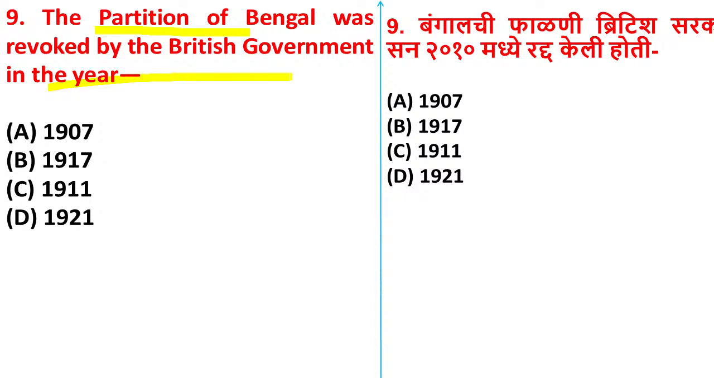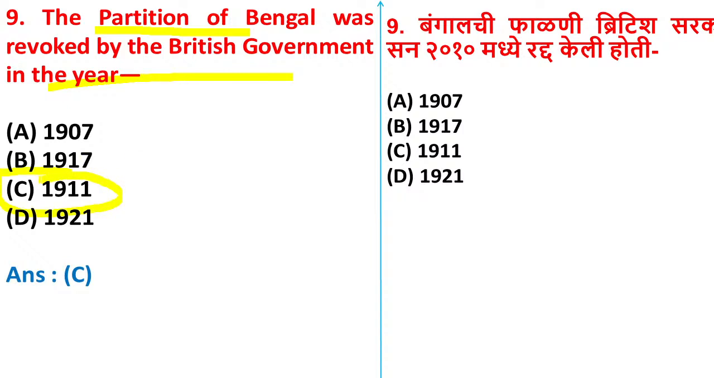When it comes to history, we must remember these years. For me, it is very difficult to remember the years. So for that we must use some tricks. We can write it in a book and repeat again and again, then we can remember very easily. Prachi is saying C. Yes, here the right answer is option C. 1911 is the correct answer.